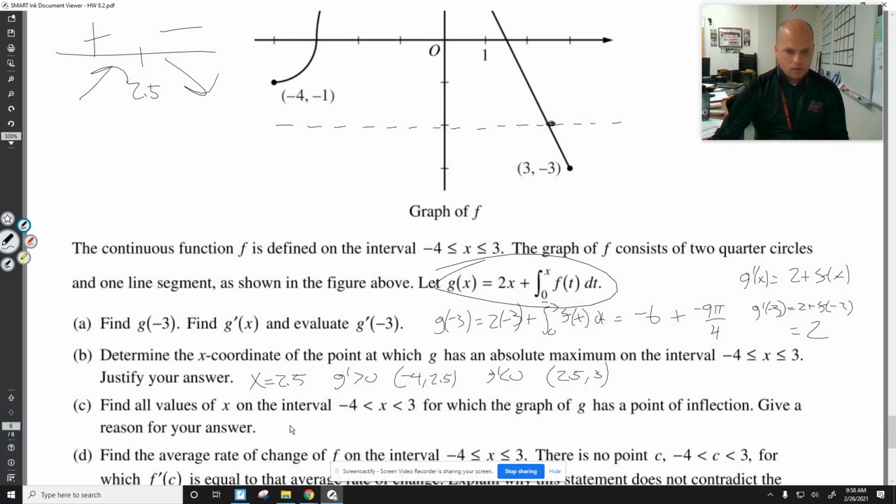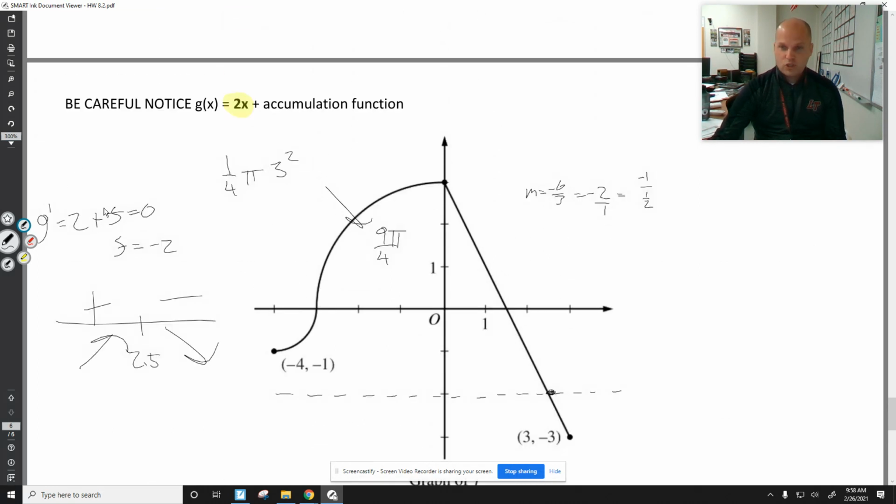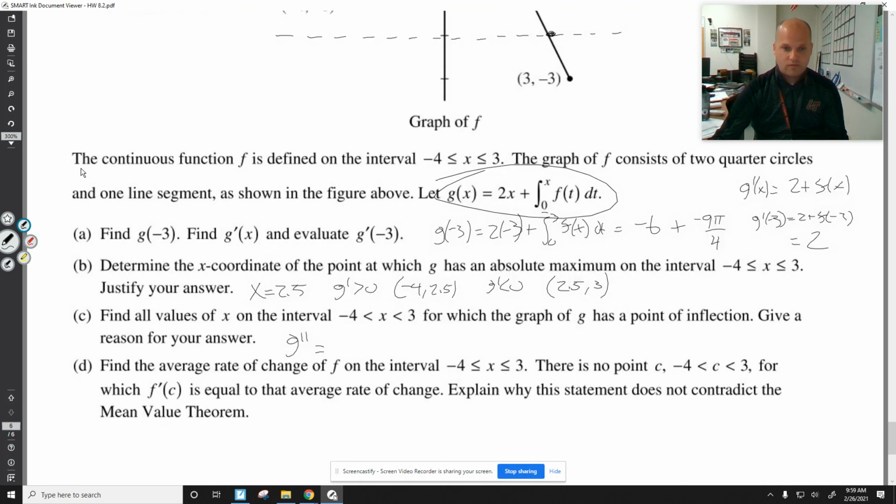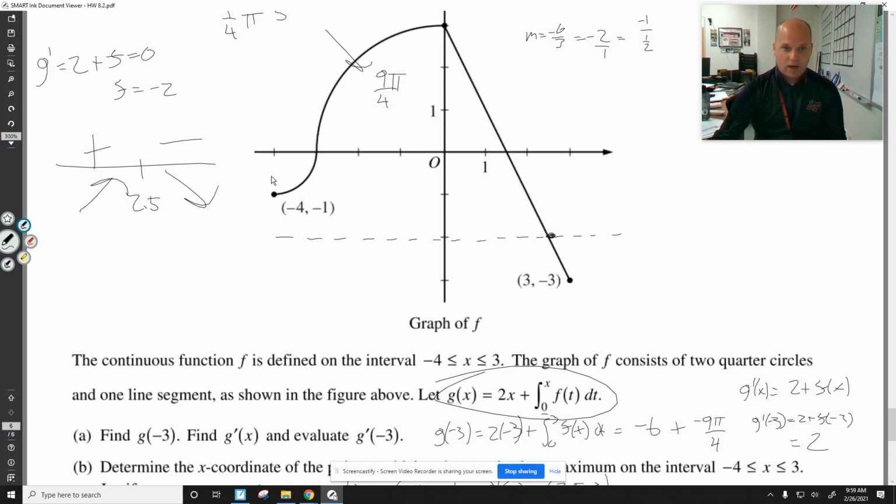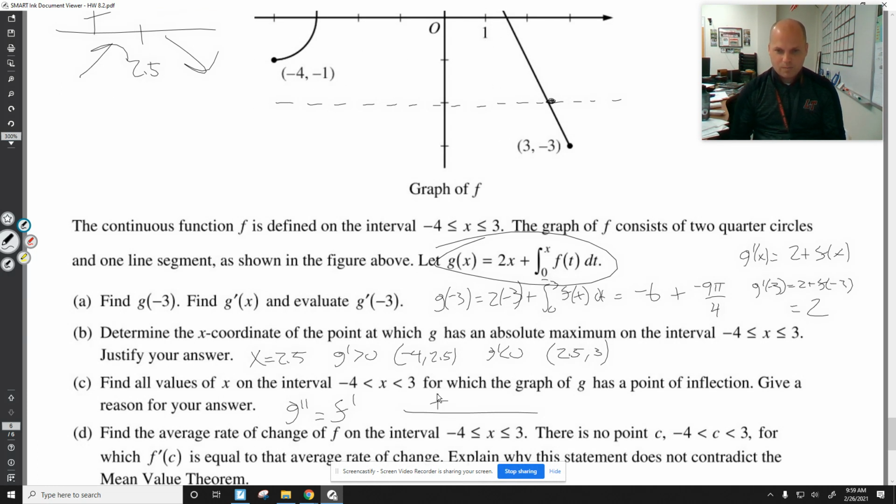Point of inflection, G double prime. Okay, what's G double prime? If G prime is 2 plus f, G double prime is just f prime. Again, all of a sudden that 2x won't matter when it's talking about points of inflection. Since G double prime equals f prime, let's look at the slopes of f. They're positive till here, which is kind of like a vertical tangent, so it's undefined. But then after it's positive, so you don't have to really worry about that. It's positive until 0. It's negative after 0. X equals 0 is when G double prime, which equals f prime, changes sign.